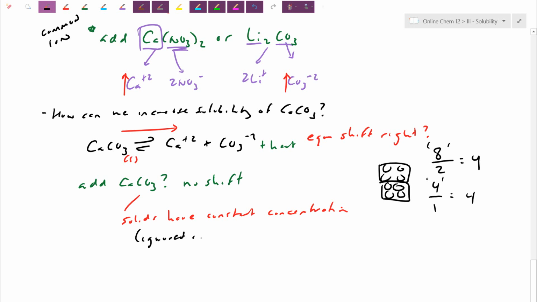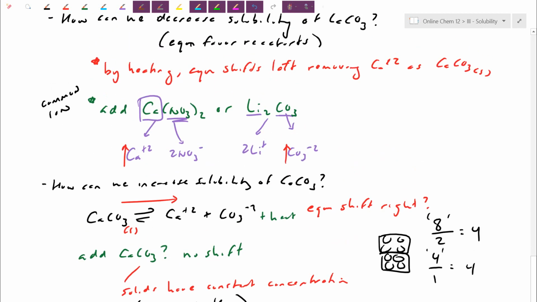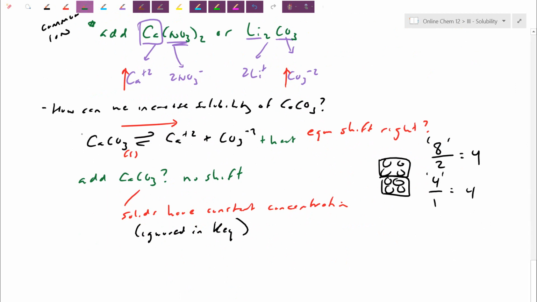in the Keq or Ksp expression. So you can add chunks of calcium carbonate, it just will not affect the concentration of calcium carbonate. This one doesn't go up. It doesn't shift the equilibrium to the right. So that does not work. Now, I don't want you to conclude that adding solids never helps. I want you to conclude that adding the solid in the equilibrium does not help. Adding the solid in the equilibrium does not change the equilibrium, so therefore no shift.